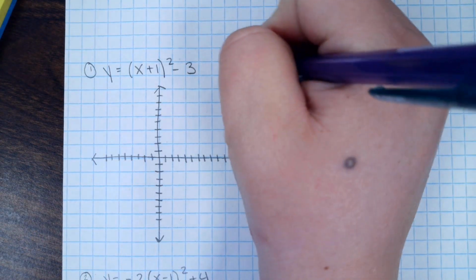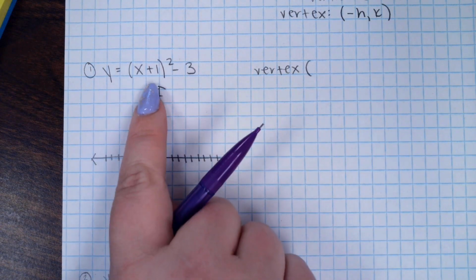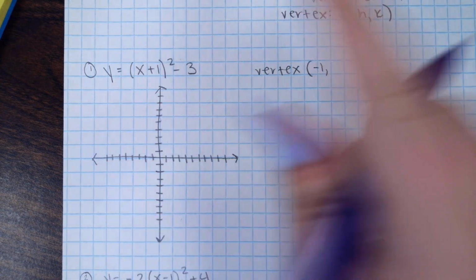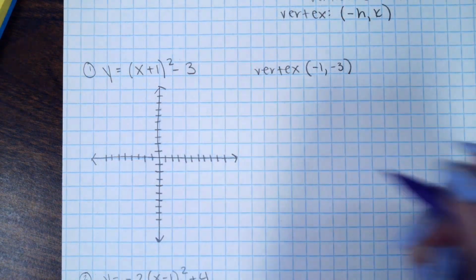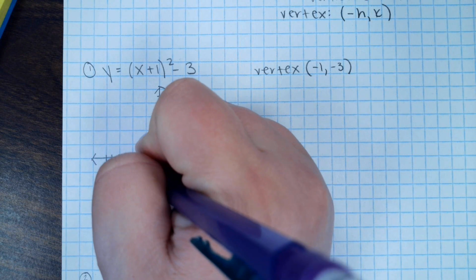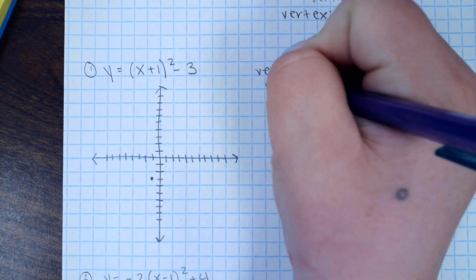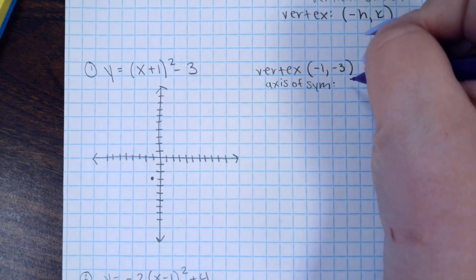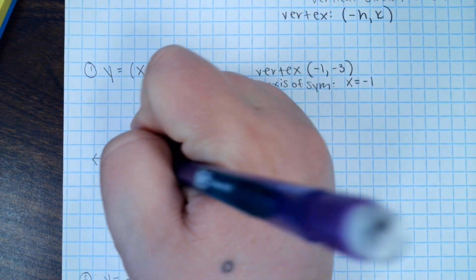So let's find the vertex. The vertex is the opposite of this number, so that's going to be negative 1. And then this number, negative 3. Well, let's graph it. So negative 1, negative 3. And then, what's our axis of symmetry? That's going to be x equals negative 1. Let's draw that in.